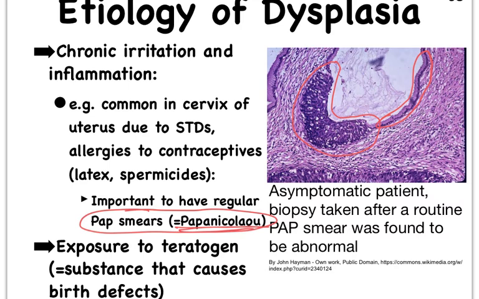What triggers this? Well, often it is as a result of constant problems due to sexually transmitted diseases, but it could also be that a person is quite allergic to contraceptives, a variety of other things. And then also exposure to substances that cause birth defects can also trigger dysplasia.